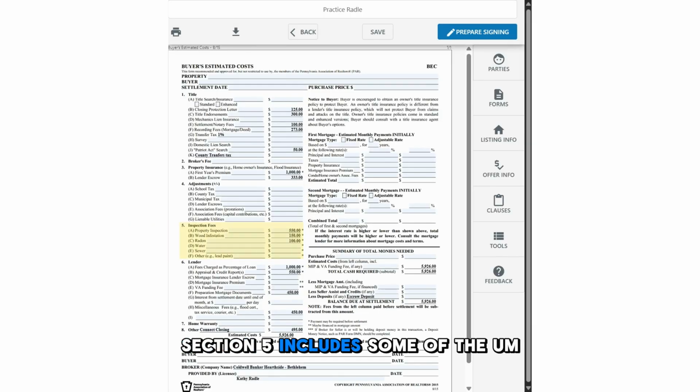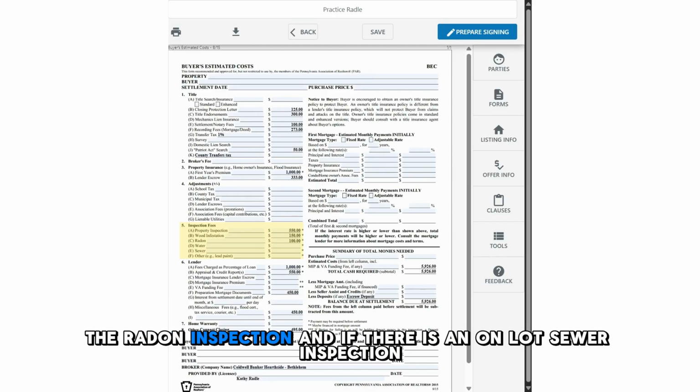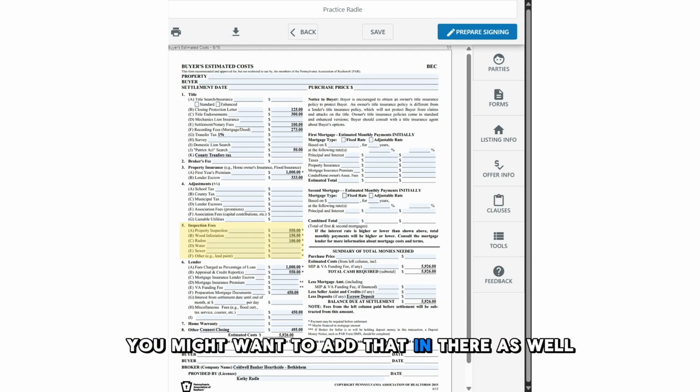Section 5 includes some of the inspection fees that will be payable by the buyer. Remember, they are expected, if they elect to have inspections, to have some money in hand. The property inspection, the wood infestation inspection, the radon inspection, and if there is an on-lot sewer inspection, you might want to add that in there as well.